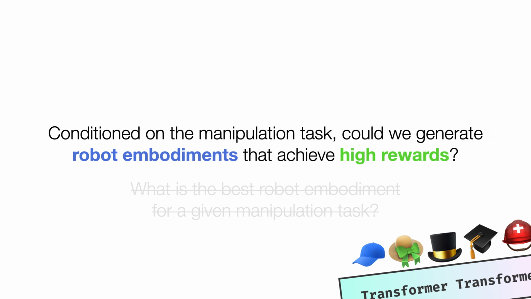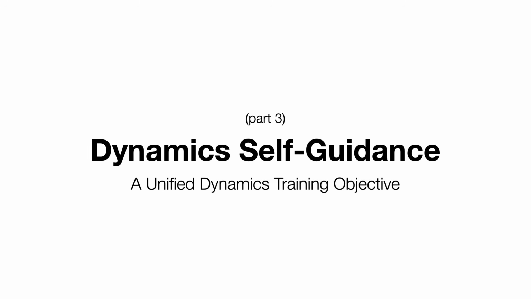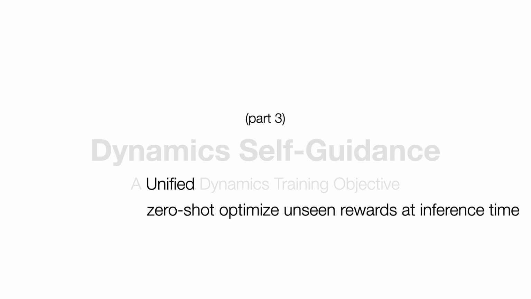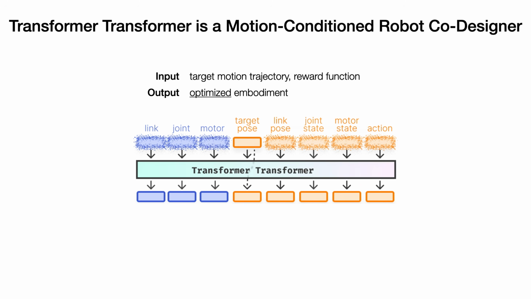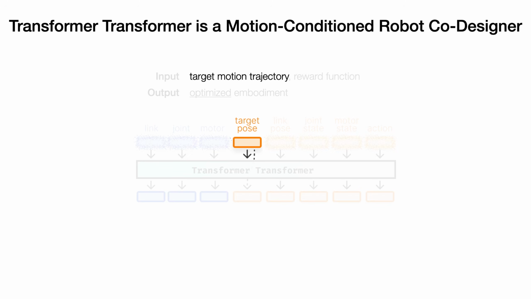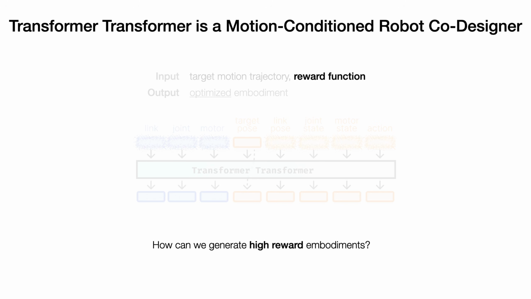This brings us to the third part, dynamics self-guidance, a unified dynamics training objective. And here, we call the training objective unified because it prepares the model to zero-shot optimize unseen rewards at inference time. Let's see how. Given as input the target motion trajectory and a reward function to optimize, the model must output an optimized embodiment. The key challenge here is how can we generate high reward embodiments, especially since the model was never trained on any rewards.